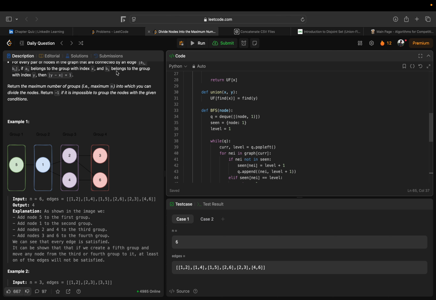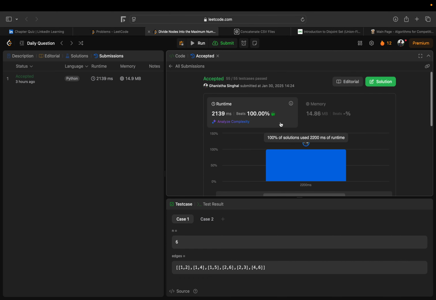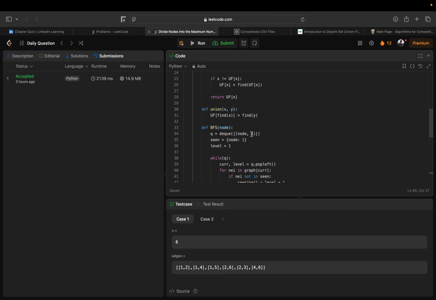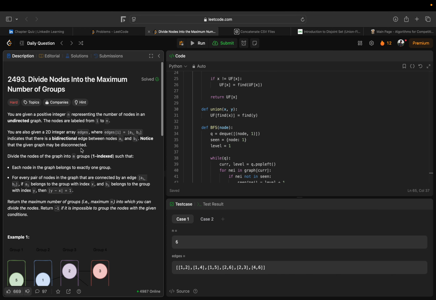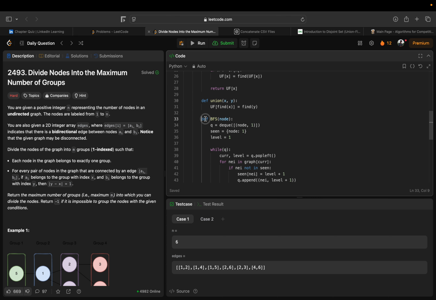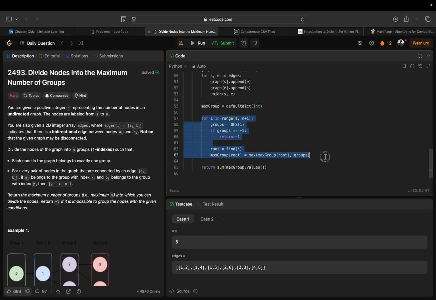This is how we solve this problem, and this is solved with 100% beat. I hope you understand this solution. I suggest going through this video one more time, and reading about the union find method and BFS, if you are not aware of BFS. This is just another algorithm to solve this hard problem.